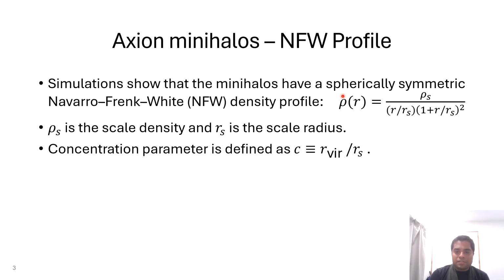Now, numerical simulations show that these axion minihalos have a spherically symmetric density profile called the NFW profile, which is given by this equation here. And this is a two-parameter equation. The first parameter is rho sub s, which is called the scale density, and then you have r sub s, called the scale radius. For the purposes of our analytical calculations, we ascribe a single parameter to the minihalo, which we call the concentration parameter C, defined as the ratio of the virial radius to the scale radius r sub s.